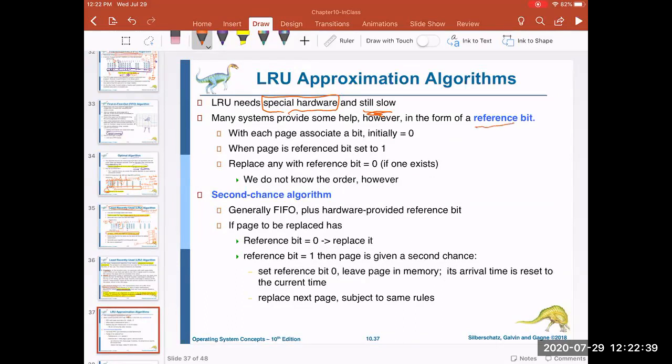Then a reference bit is added. What is a reference bit? Many systems provide some help in the form of a reference bit. With each page, associate a bit, initially 0. When the page is referenced, this bit is set. So we discussed the modified bit and now the reference bit.